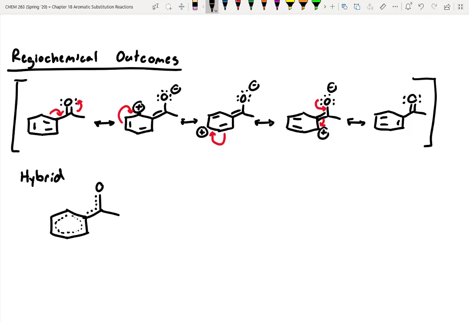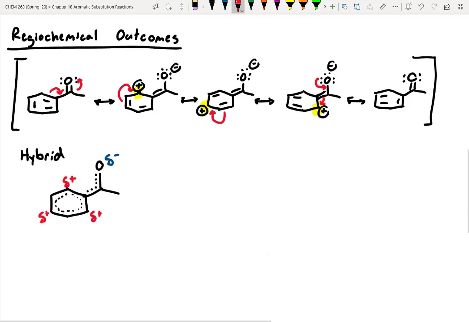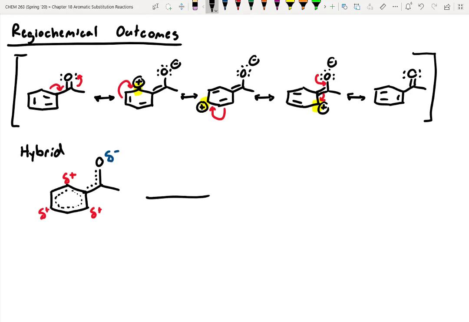All right, next thing's next. Sometimes this oxygen is negative, sometimes it's neutral, so I'll indicate that using a partial negative charge. If we look at the carbons on the ring, sometimes they're positive, specifically in these positions that I've highlighted. So I'll write partial positive, partial positive, partial positive. Now we can consider this hybrid structure reacting with some sort of electrophile. The question is, will one of these ortho or para positions react?